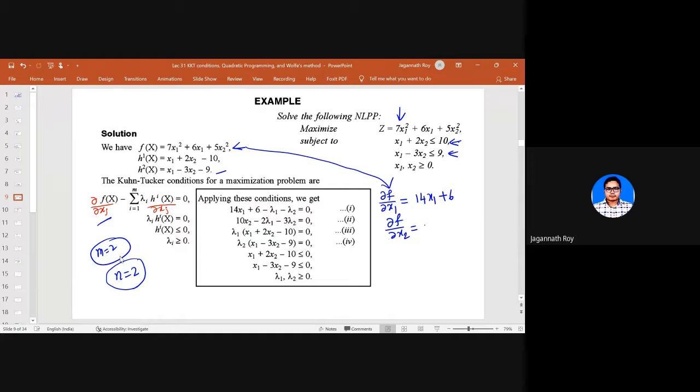It is only 10x2. Then what we have to do? We have to satisfy this equation. So for that we have 14.